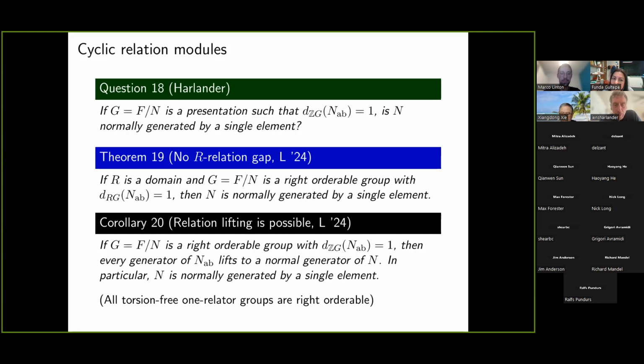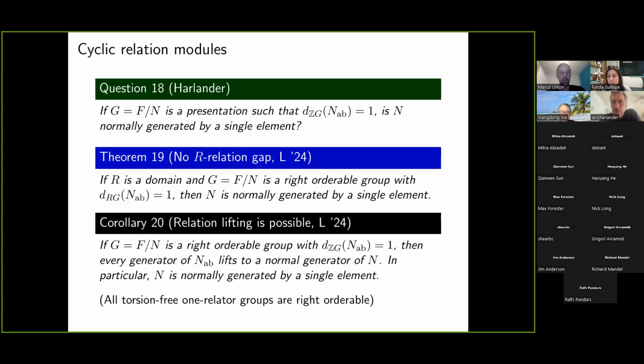Another way to look at these groups with cyclic relation modules is just as quotients of one-relator groups by perfect normal subgroups. I think if you can put conditions on the one-relator group, for example, of being an E group, and you quotient out by the maximal perfect subgroup, chances are that the quotient is locally indicable.